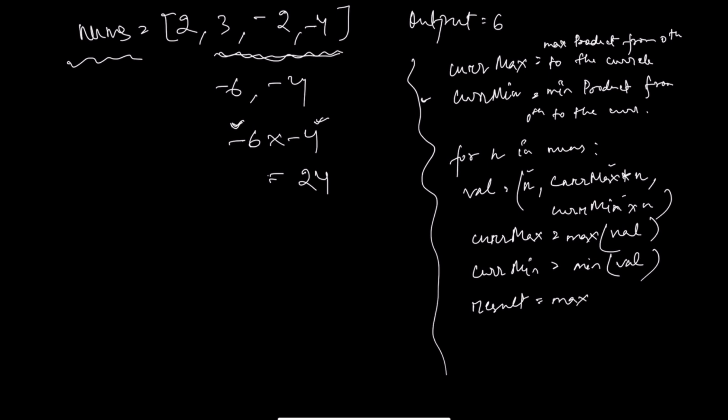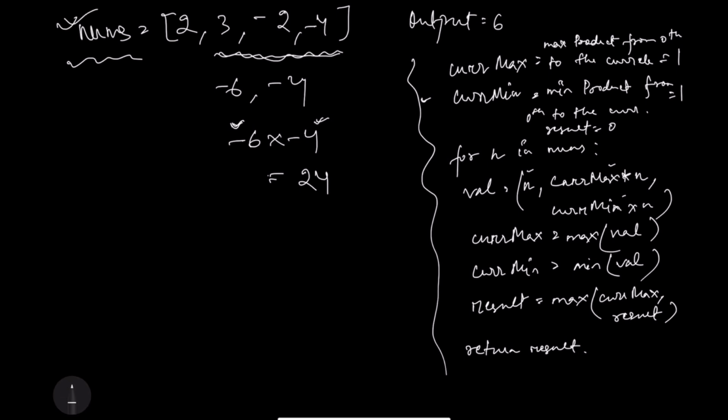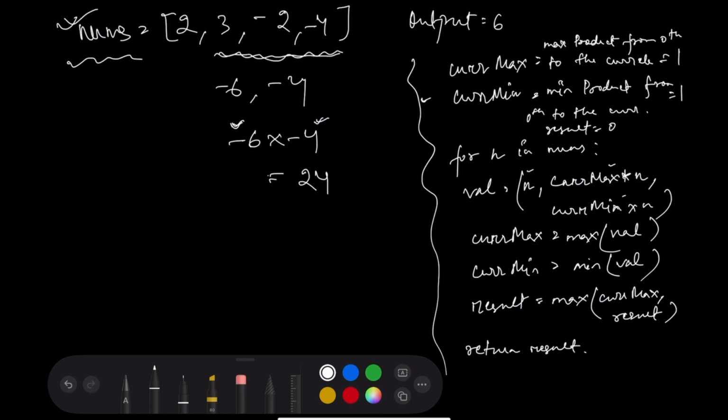Now in our result we will check the maximum of whatever we have in our current max and itself, of course. And when this loop ends, we will just return our result. Now, before this loop, we will initialize our current max to 1, we will initialize current min to 1, and we will initialize our result to 0. So let's try this out and see how the dry run works.